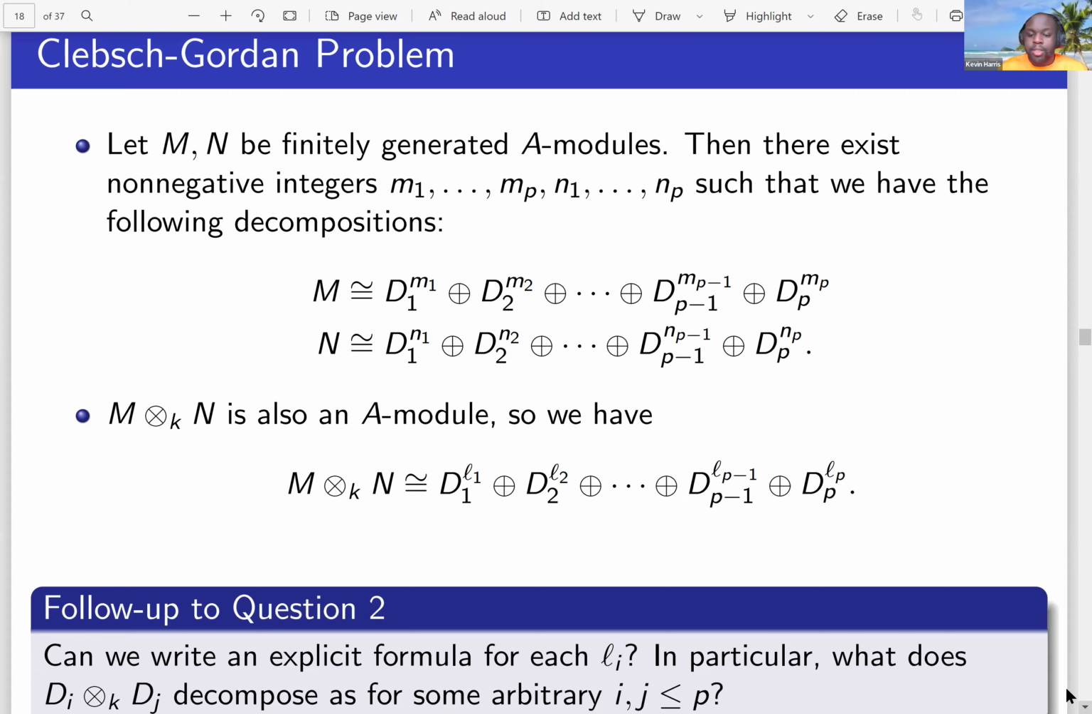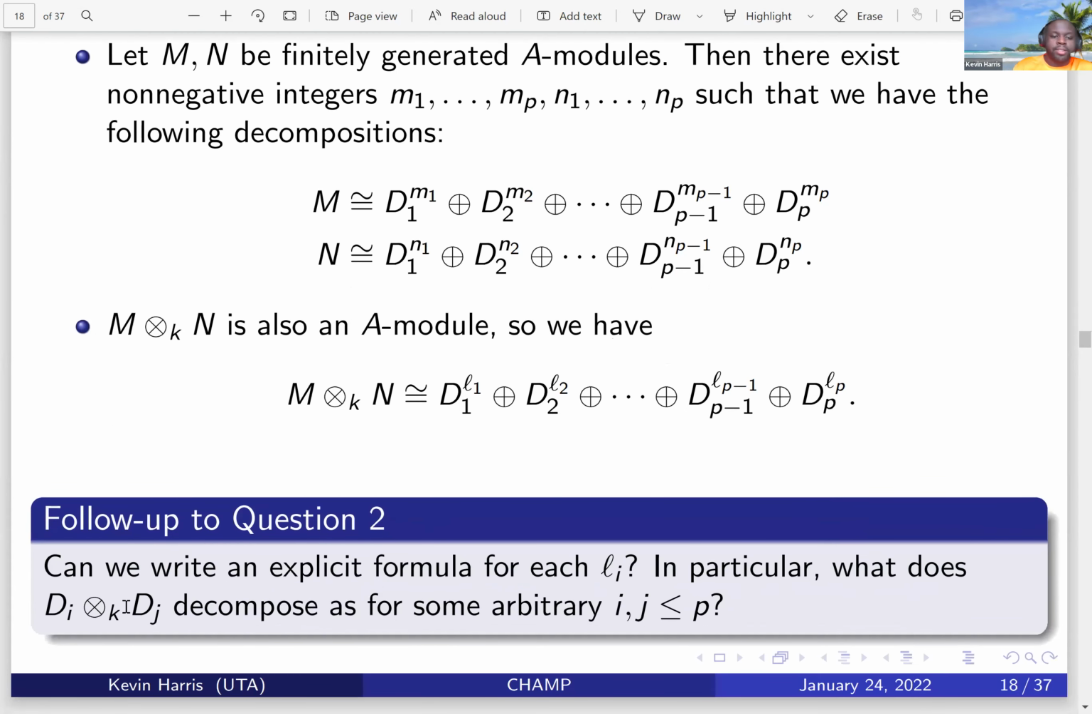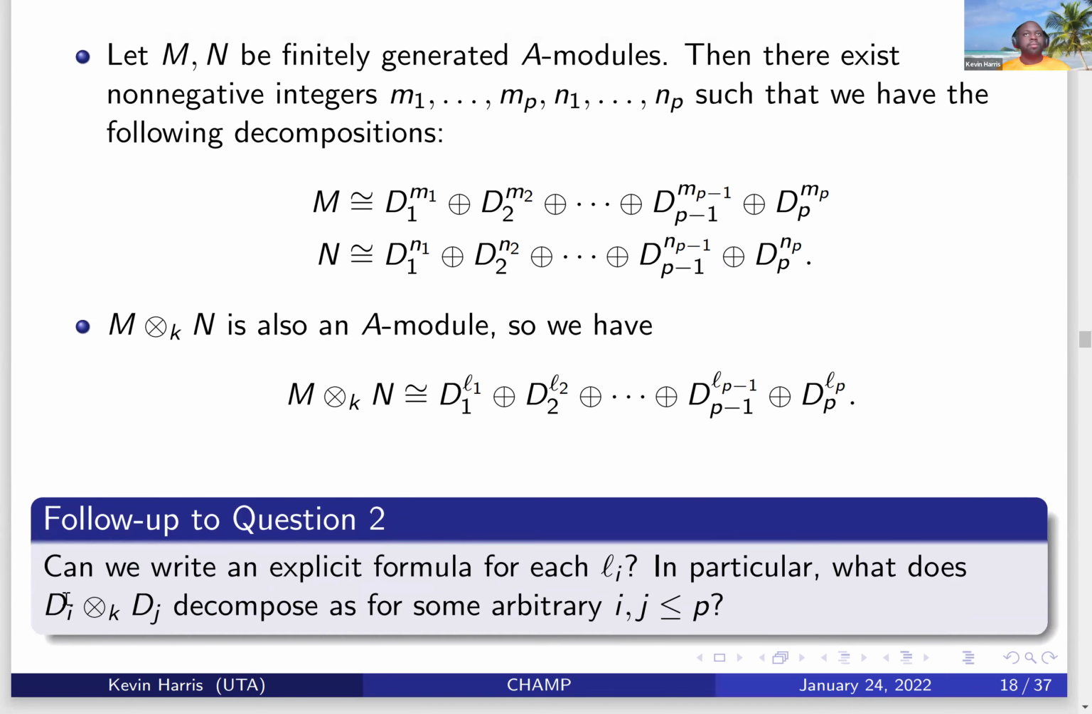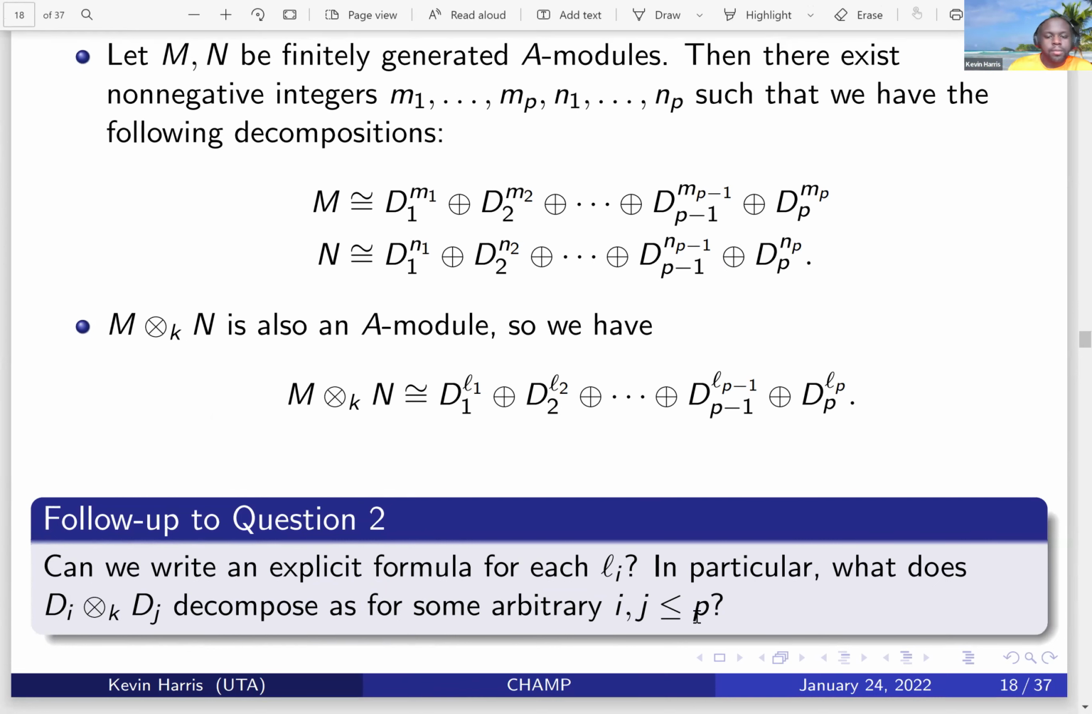And more in particular, we want to ask ourselves, what does a D_I tensor D_J decompose as? Because if we know what this tensor decomposes as arbitrarily, then we know that tensor products and direct sums act nice enough with each other that we can move things around and figure out where everything's supposed to go. And of course, we assume that I and J are both less than or equal to P because we don't go past P.